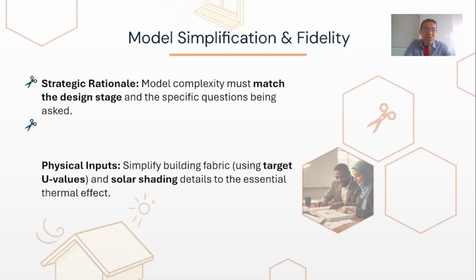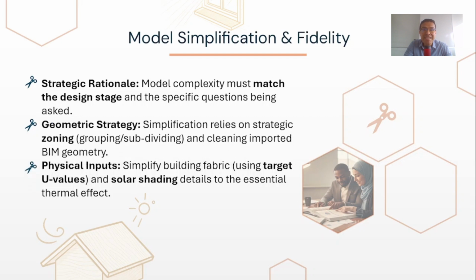For physical inputs, we simplify the building fabric by using overall target U values, instead of meticulously modeling every single layer of material, especially early on. Likewise, don't model every bolt on a shade. Simplify solar shading elements to ensure the object casts approximately the correct shadow area, focusing on the essential thermal effect.